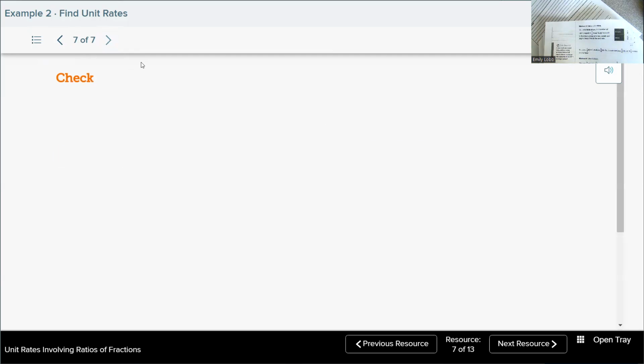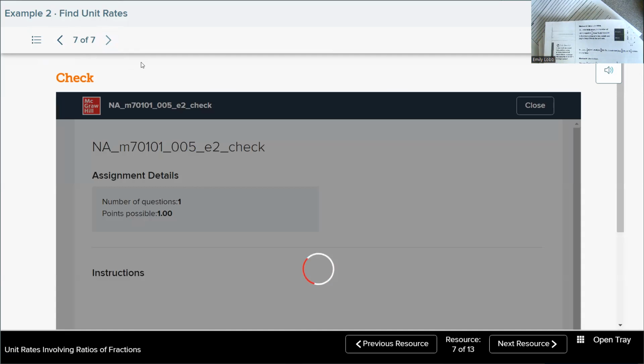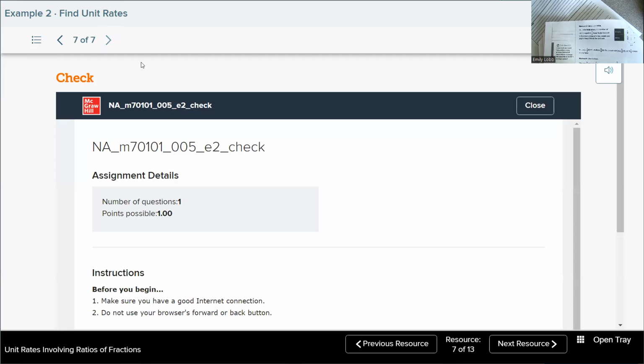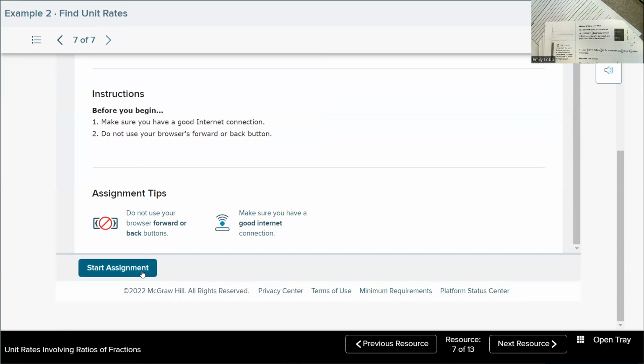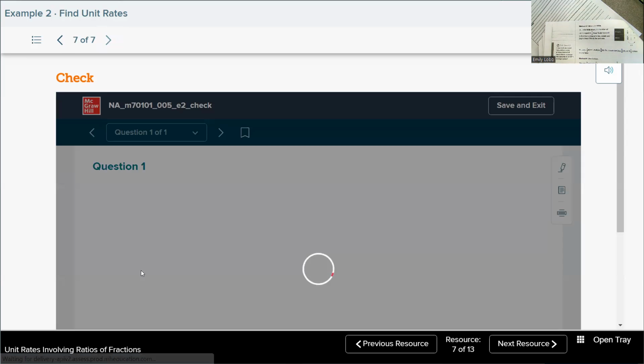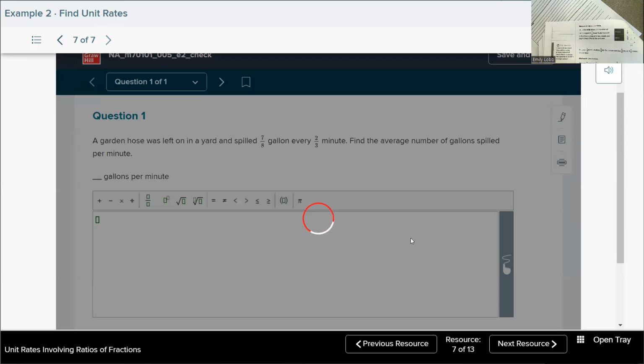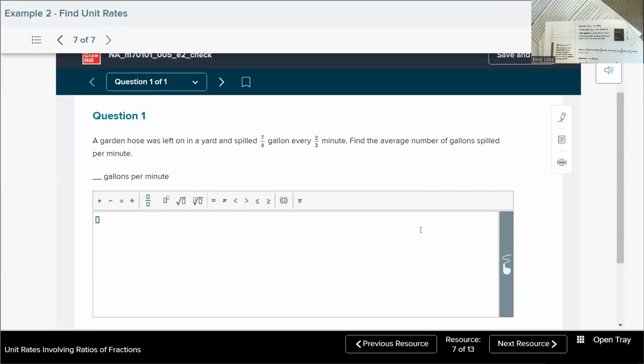All right, here is your check. It is on page 8 on the bottom there. A garden hose was left in a yard and spilled 7/8 gallons every 2/3 of a minute. Find the average number of gallons spilled per minute.